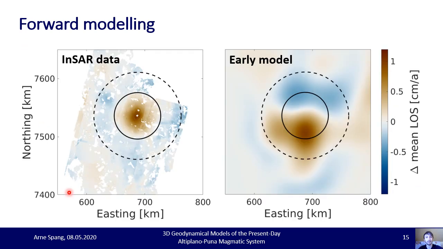And if we run our model forward and compare it to the data, so again, here is the InSAR data, the satellite data, and here's one of the results of an early run using the same color bar, and these circles are there for orientation. We can see it doesn't really fit. We have some region that is uplifting, and we have some areas that are subsiding here, but it's all in the wrong place and it doesn't have the correct shape.